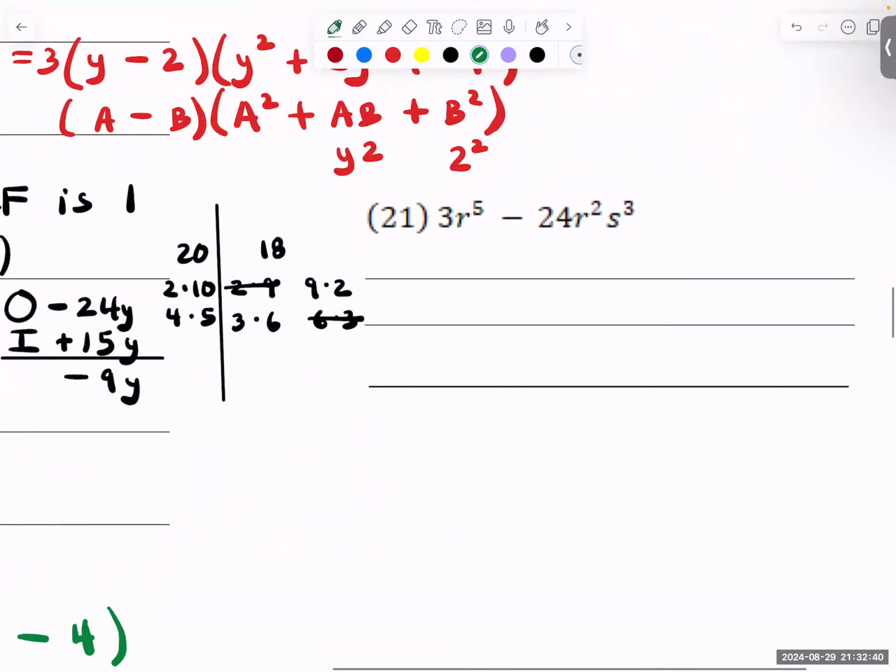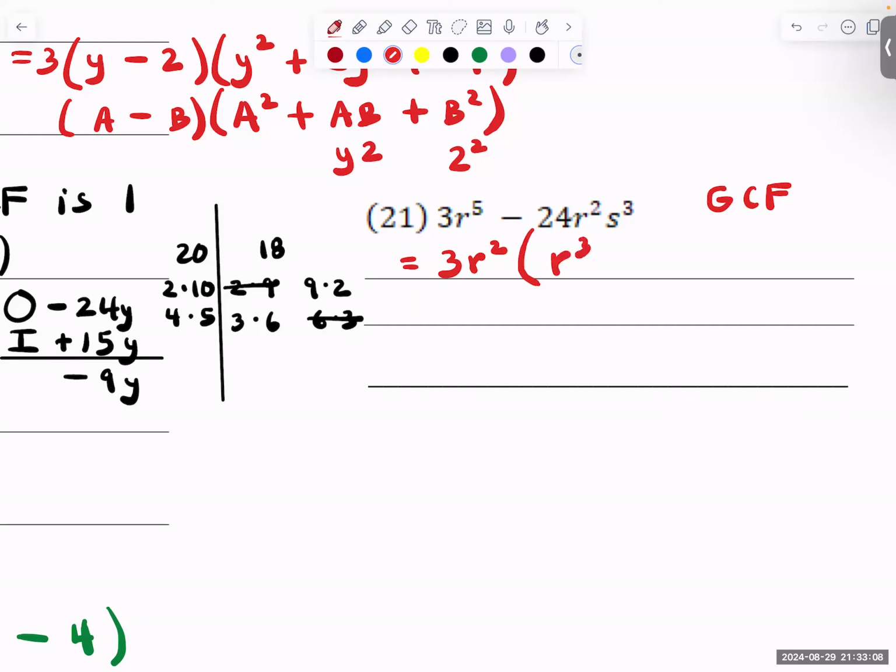Number 21. 2 terms. We want to look for the greatest common factor, always as the first step. We can factor out 3. R is common, and the least exponent is a 2. And S is not common. So we can factor out 3r squared and multiply that by r cubed. Exponents 2 and 3 add to 5, minus 8s cubed.